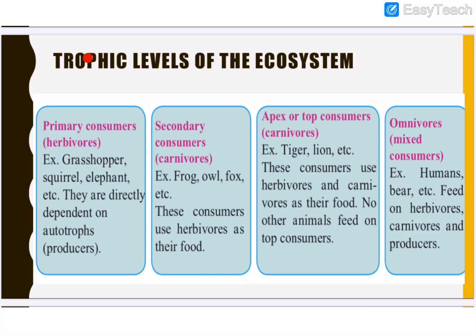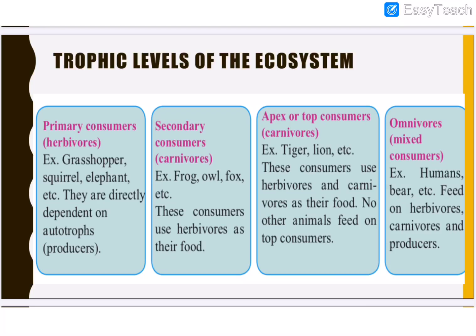Now we are going to see the trophic levels of an ecosystem. In an ecosystem, the biotic components, consumers, feed on the producers, meaning they make producers their food. So there are three types of consumers: primary, secondary and tertiary consumers. So we are going to see the trophic levels of the consumers. Trophic levels are the steps in a food chain where energy transfer takes place. So trophic level means they are the steps in an ecosystem where energy transfer takes place.